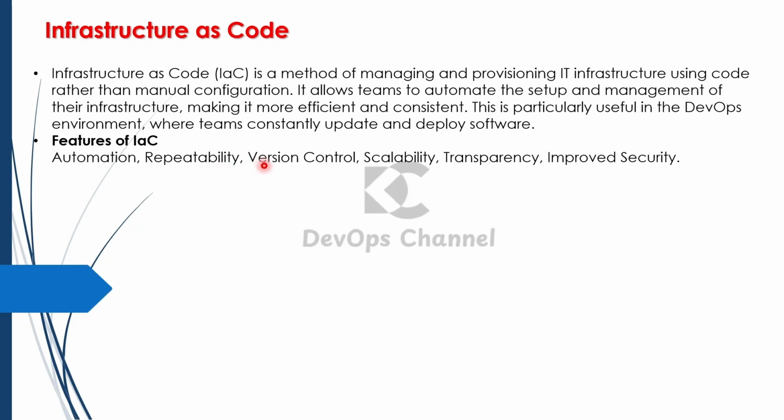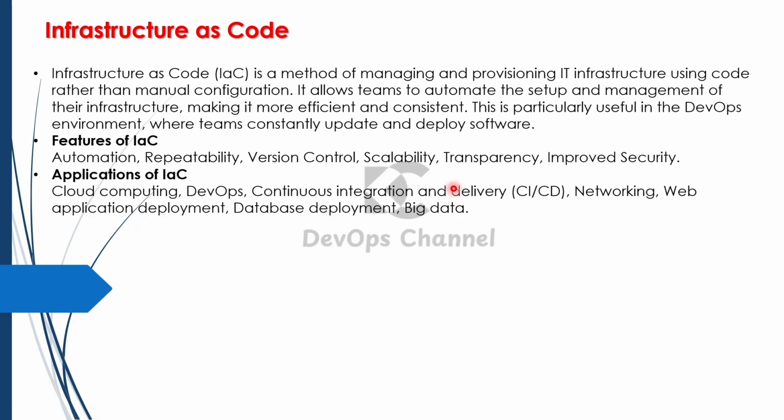If there is something happening, you may go through all the code and you may update it. Okay. Third one is version control. So you may also integrate with a version control system. Scalability, of course, you should use infrastructure as code for scalability problems. Transparency, it will give you all the output or all the things that are going to happen on whatever provisioned infra you have set up. And at last, improved security.